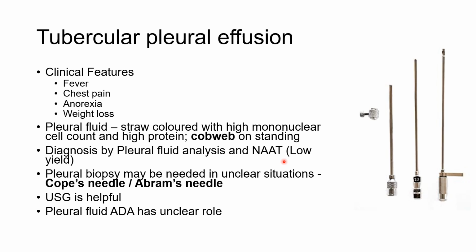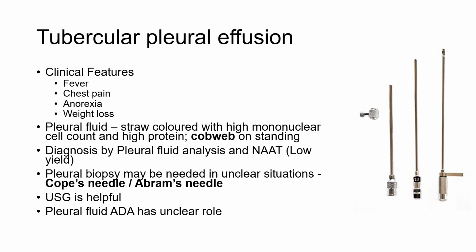And just as we discussed before 2 times, the nucleic acid amplification test in case of pleural fluid, synovial fluid, CSF has very low yield, and the pleural biopsy may be needed in some cases when the diagnosis is not clear from the pleural fluid analysis, and a Cope's needle and Abrams needle is needed in those cases. The Cope's needle or Abrams needle can be seen here. Ultrasonography may be helpful, and the pleural fluid adenosine deaminase level, that is ADA, has unclear role in the diagnosis of tubercular pleural effusion, unlike before.